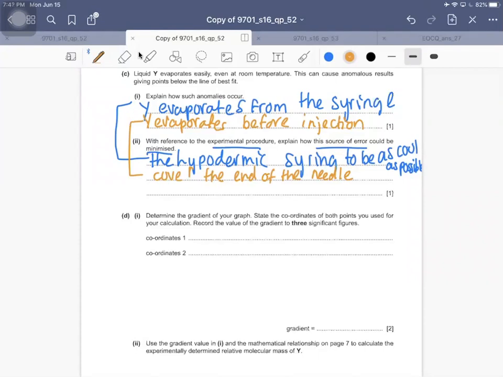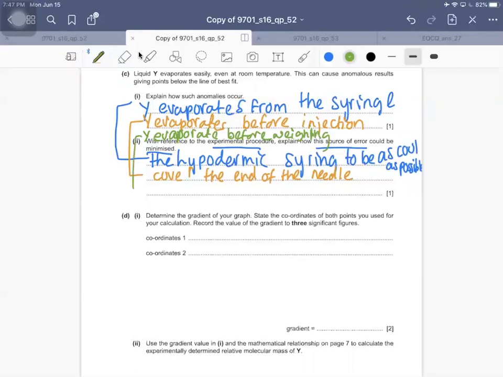Okay, so you cover the end of the needle, where the liquid is coming out. Cover it and only open it when you are starting the reaction or starting the injection. Okay, and then the last one is Y could also evaporate. The liquid also can evaporate before weighing. Okay, well, they all sound the same. It's all about evaporation, but it's just different time of evaporation.